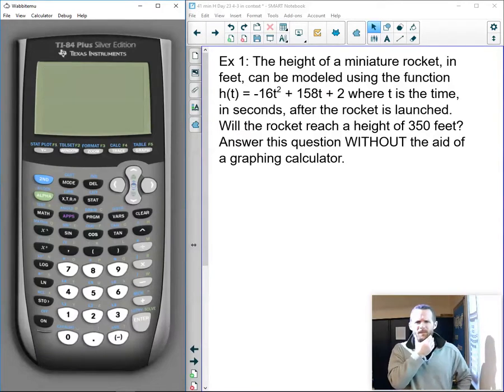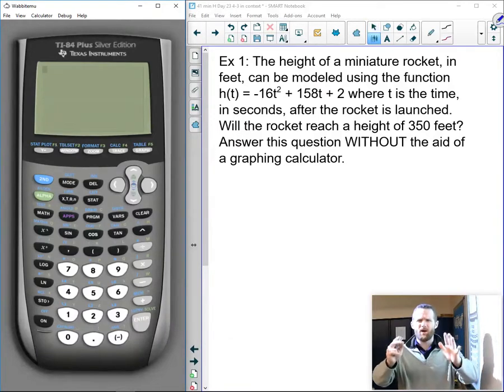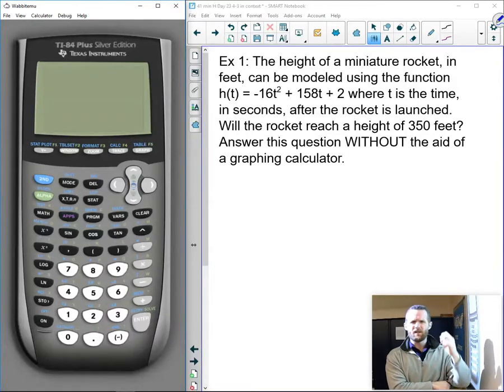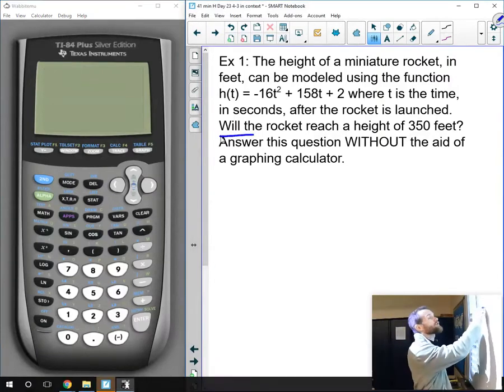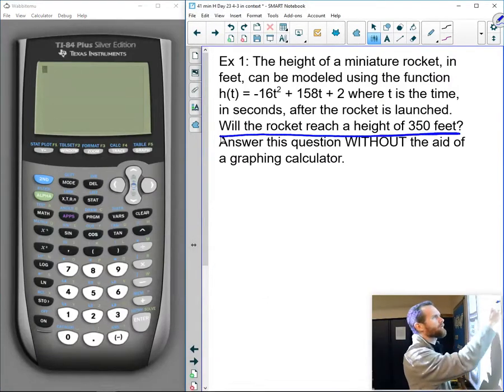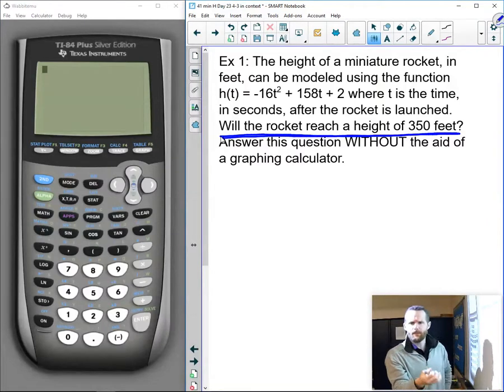All right, so at least when I look at this problem, the first thing I think is, I'm a little confused. I'm sort of always overwhelmed the first time I read through a paragraph. So my first thought is, okay, what are they asking me? They're asking, will the rocket reach a height of 350 feet? That's what we have to answer.